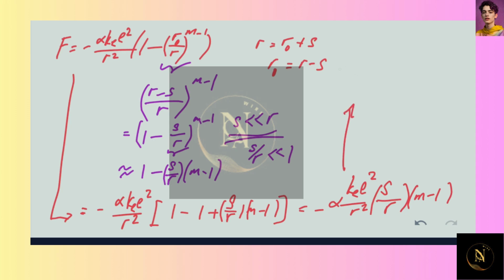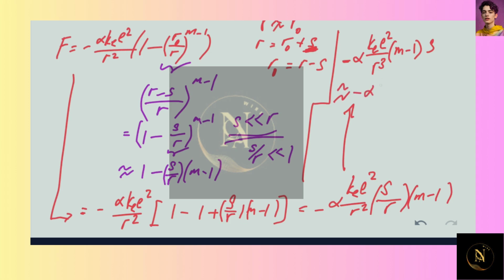Rearranging this a bit, we get negative alpha ke square over r cubed, m minus 1 times s. So now remember that our s is very small, so r can be approximated as r naught, because s is very small. So this is approximately just negative alpha ke square over r naught cubed times m minus 1 times s.